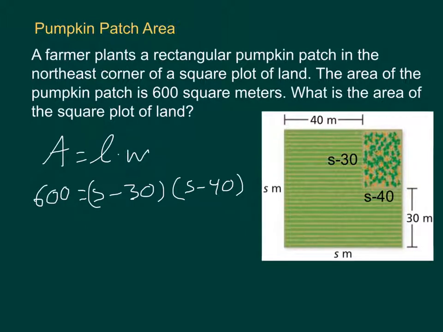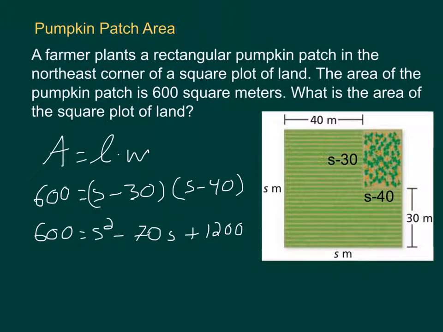Now we want to solve this equation. It looks like the type of equation we'd want to solve using the zero product property, but we can't do that because we have a 600 on the left side. That means we're going to have to distribute s minus 30 into s minus 40 and use either the FOIL method or the Punnett square method or any method that we can to multiply those first.